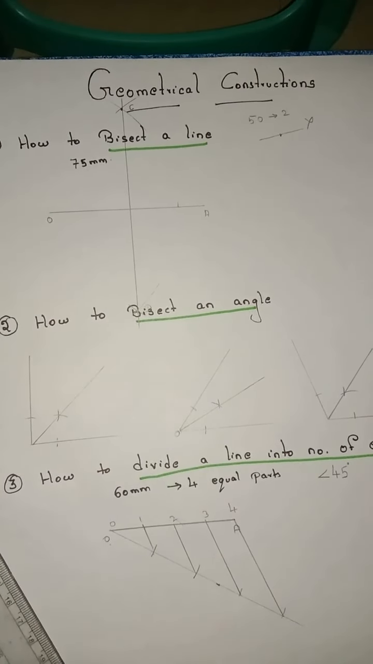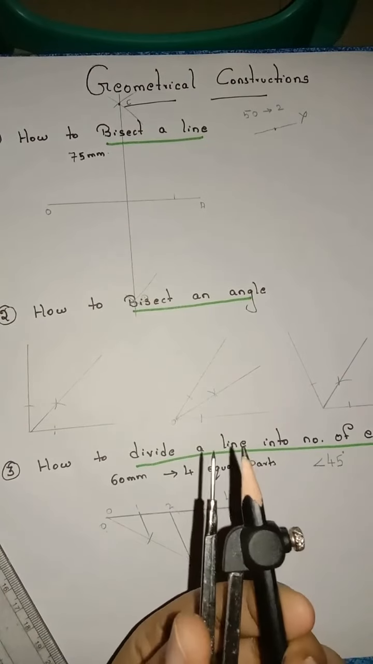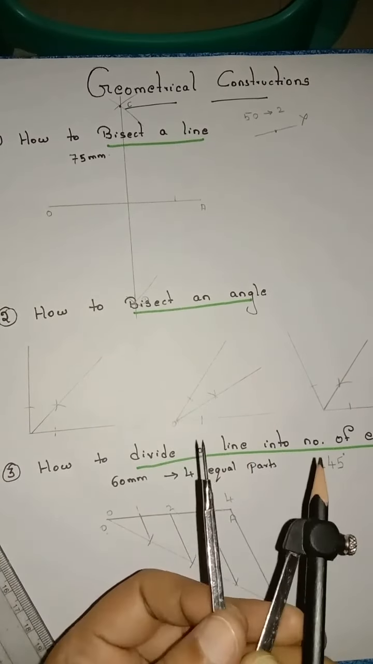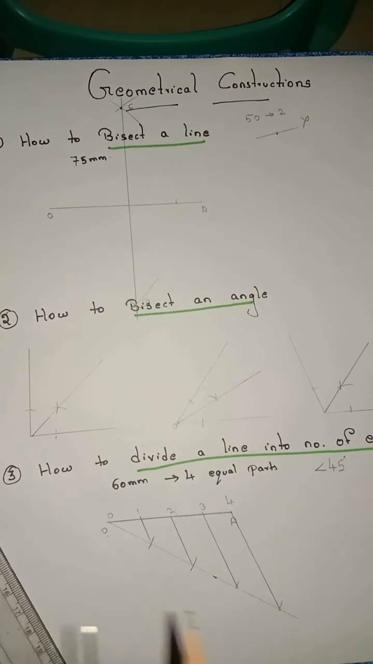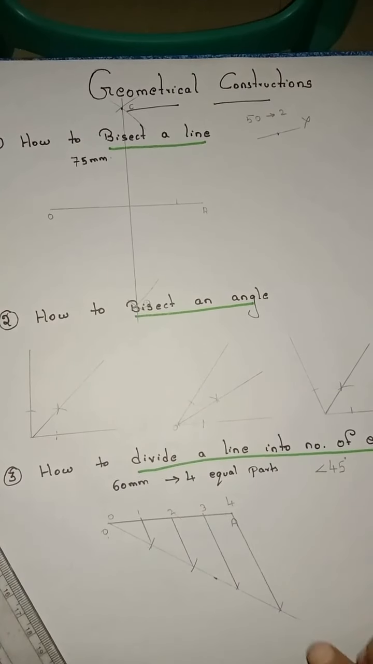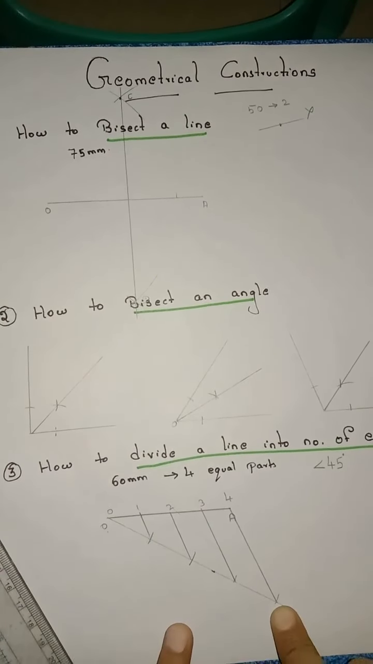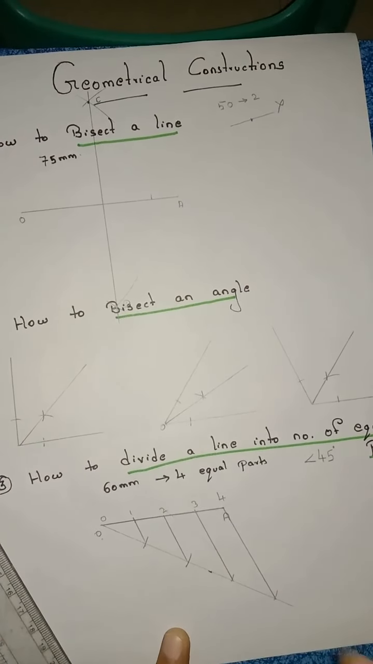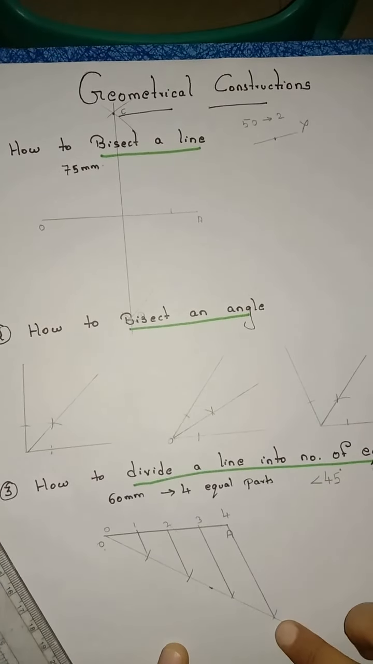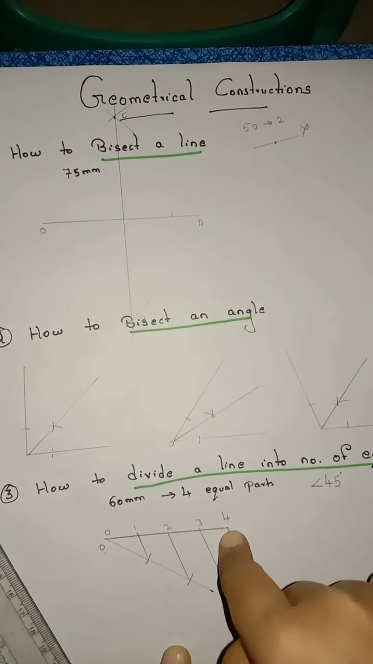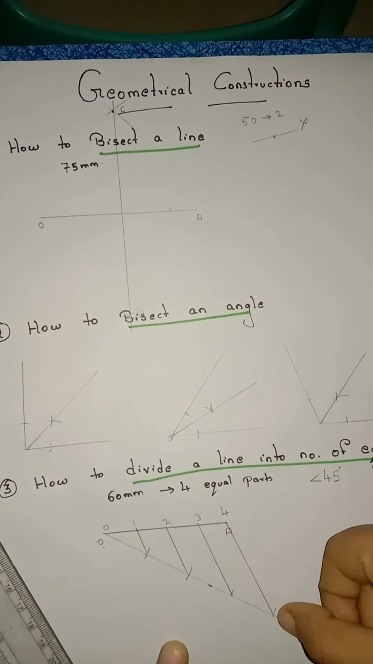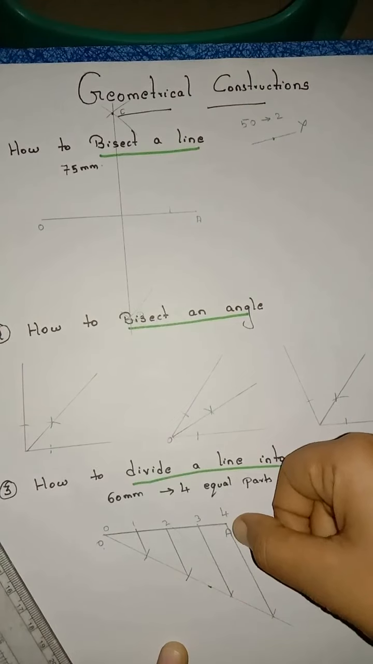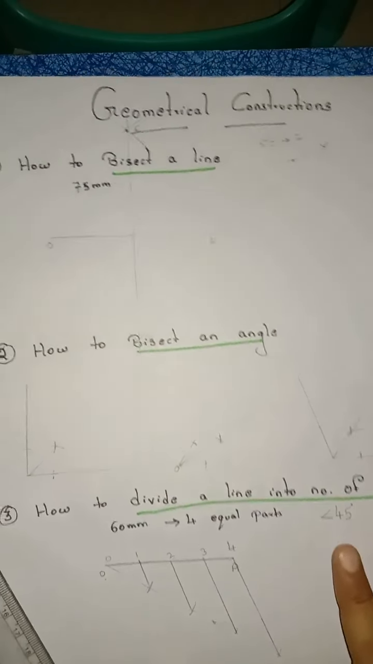Some people may take a smaller radius, some may take a larger radius. Whatever the radius of your compass, the condition is that wherever you get the last arc, join the last arc to the end of the straight line and draw the parallel lines.